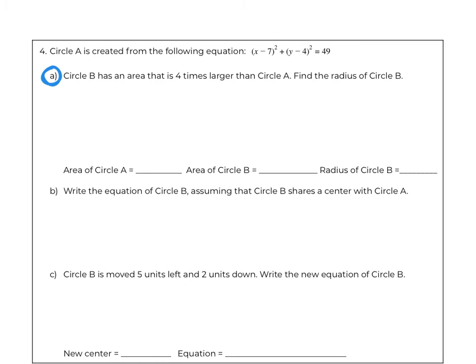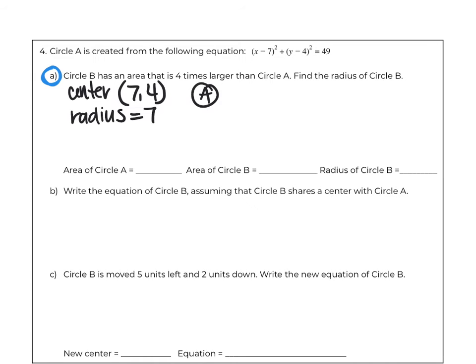Okay, so let's check in. So start and just pick out the center. Who can tell me the center? 7, 4. So they both look like negatives here, so they're opposite. Okay, now the radius is not 49. What do we do to get the radius? Square root. So that makes the radius equal 7. All right, now you can find the area.